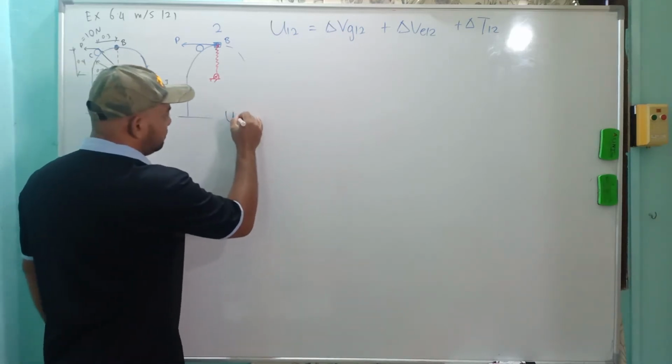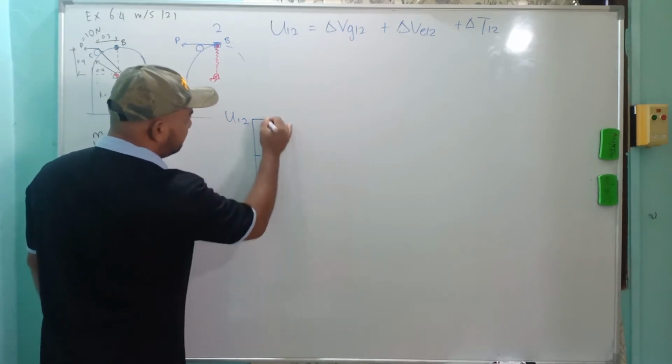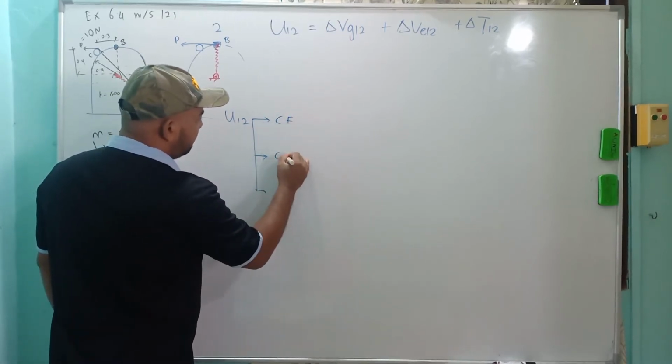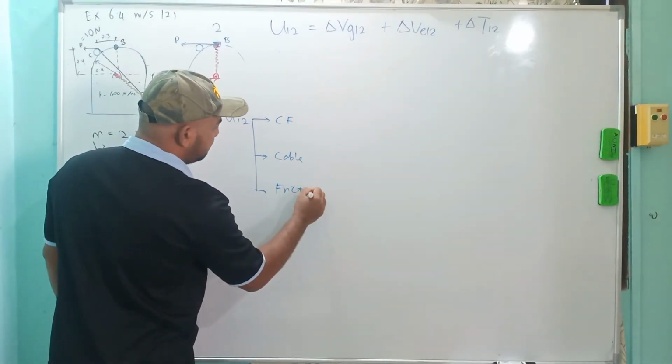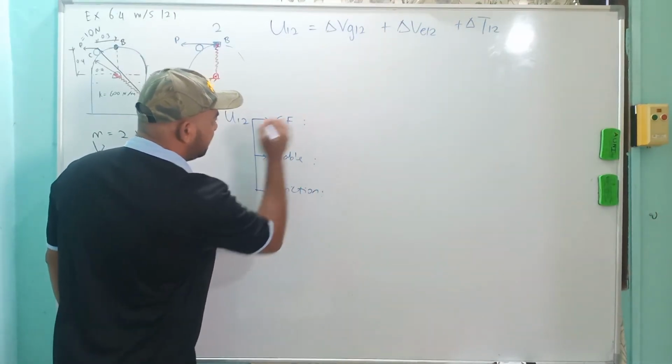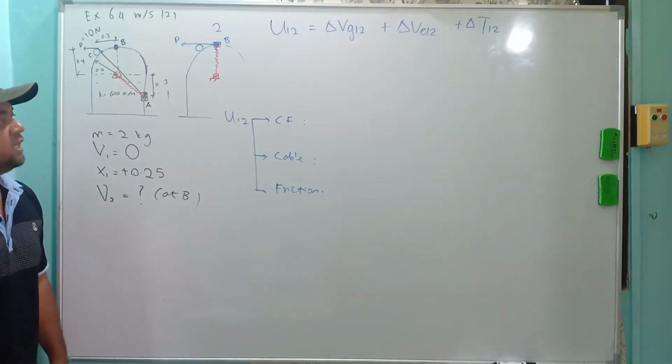You start with the first one, U12. We know that we have three components, which is constant force, cable, friction. Okay, so we go one by one. Constant force, cable, and friction.